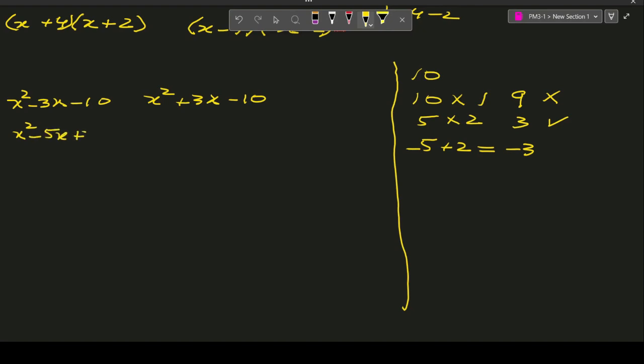x square minus 5x plus 2x minus 10. And this one, we need plus 3x. So here 5 will be plus and 2 will be minus. So this will give you plus 3. So now the factors for this algebraic expression would be x square plus 5x minus 2x minus 10. You can confirm minus 5x plus 2x will give you minus 3x, plus 5x minus 2x will give you plus 3x. So that means both are correct.